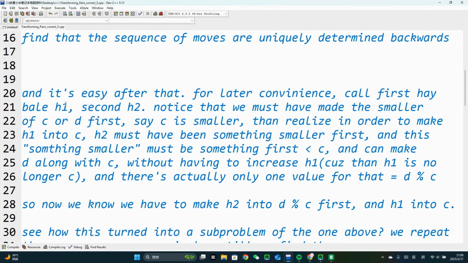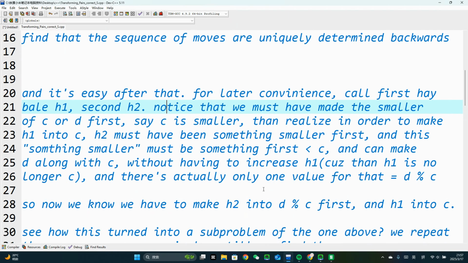So for convenience, let's call the first hay bale H1 and the second hay bale H2. Notice that we must have made the smaller one before the bigger one, and say C is smaller. Let's just consider that example first. C is smaller. Then realize that in order to make H1 into C, H2 must have been something smaller than C at first, right? Because that's the only way we could have possibly made H1 into C. And realizing that since H2 is something smaller than C, it must also be something that can make D along with C. So what is the only value that's smaller than C and can also make D along with C?